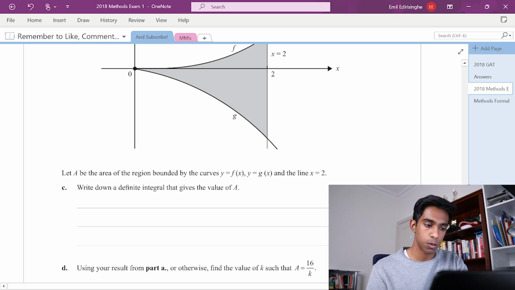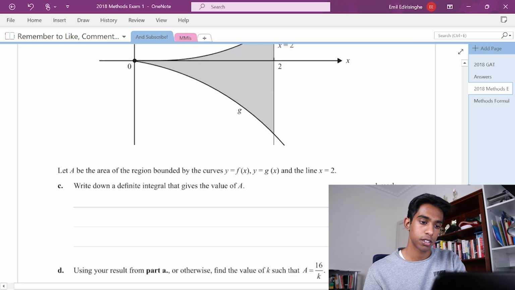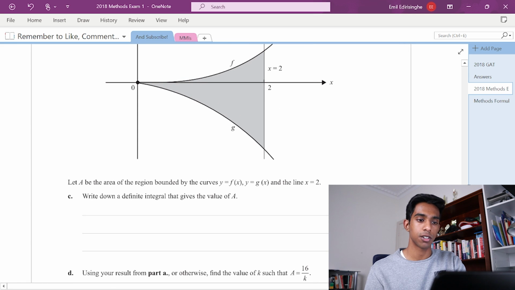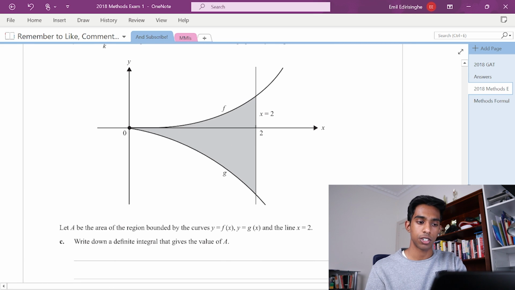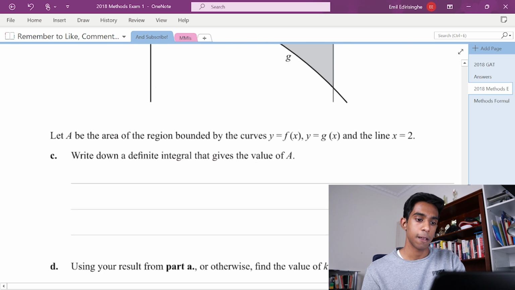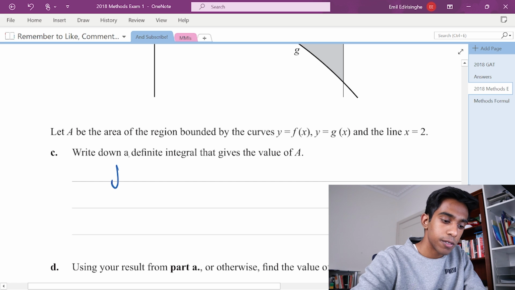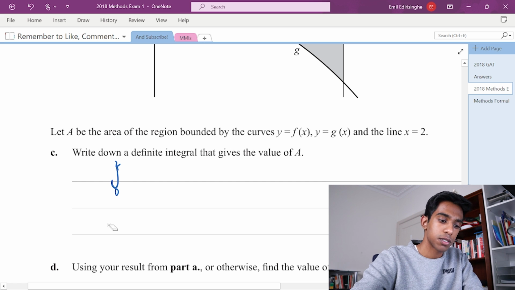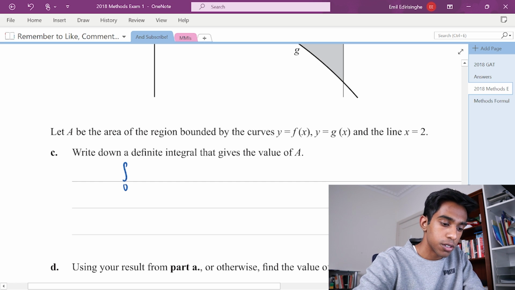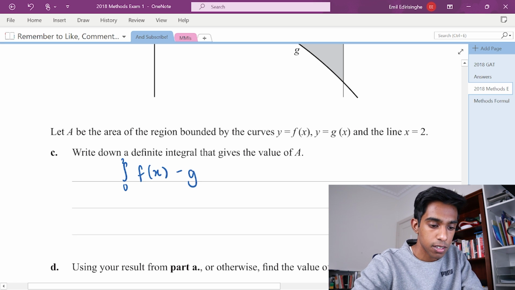So for this one, you wouldn't need to work it out. It would be impossible to work it out. Because it's this shaded area here, we know that it's basically the top line minus the bottom line. So this is going to be the integral from 0 to 2 of f of x minus g of x dx.